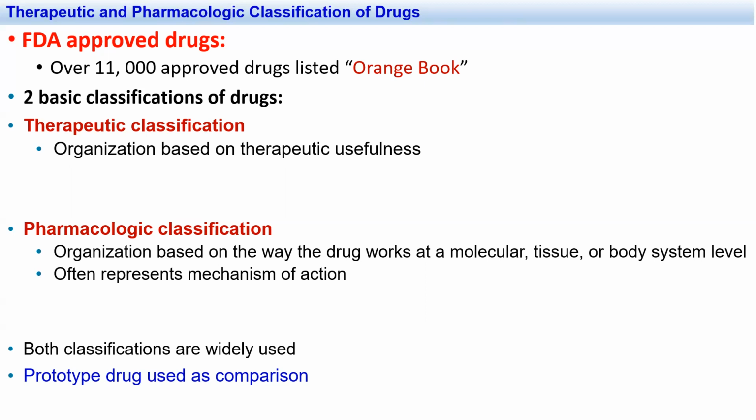The second one is pharmacologic classification, which is based on the way the drug works at a molecular, tissue, or body system level, and often represents the mechanism of action of the drug. It describes how the drug acts in the body and that specific system.